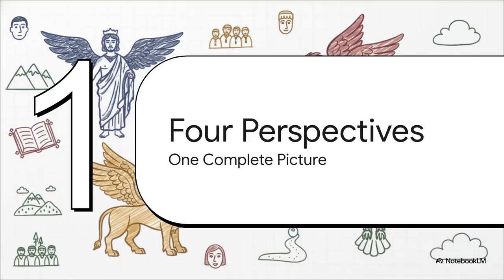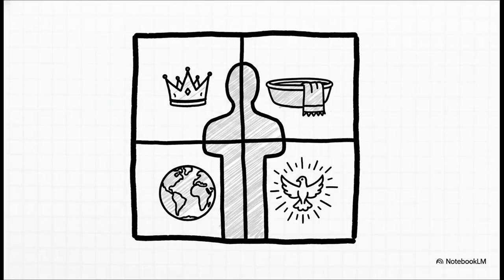Okay, so we've looked at each of these portraits individually. Now what happens when we hang them all together in the same gallery? Well, what we get isn't confusion, it's clarity. We see this one figure who is, all at the same time, a king who fulfills prophecy, a servant who acts, a perfect man who shows incredible compassion, and a divine son who reveals God.